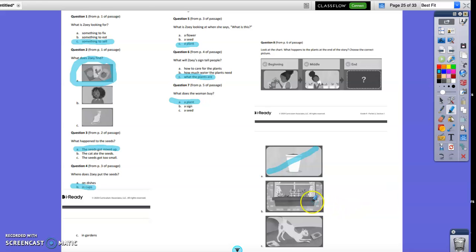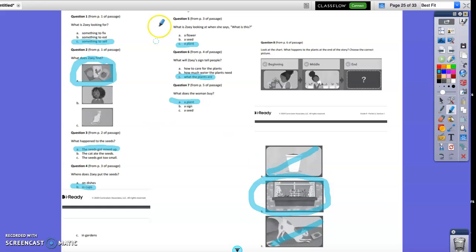She planted them. So now people have bought them. That could be it. Or is the cat mixing them up? That can't be at the end because she found the seeds and then the cat mixed them up before she planted them. So we know it can't be that. So it can only be the middle one. It can be B. It can be that.